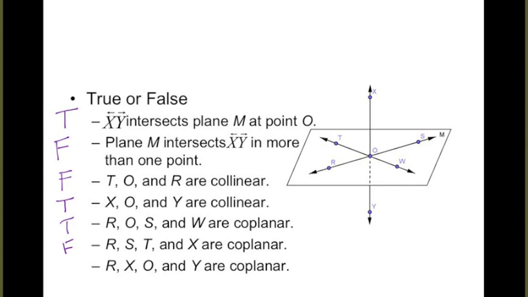They are not all in plane M. That's true. But is there another plane that could contain them all? And the answer to that is yes. I could take another piece of paper and kind of slide it on through there and catch those points. The reason why this problem is different than the last one is because 3 of the points were in a straight line.